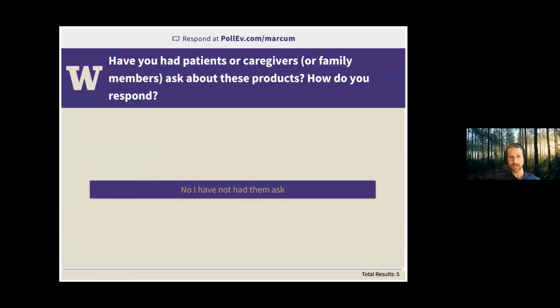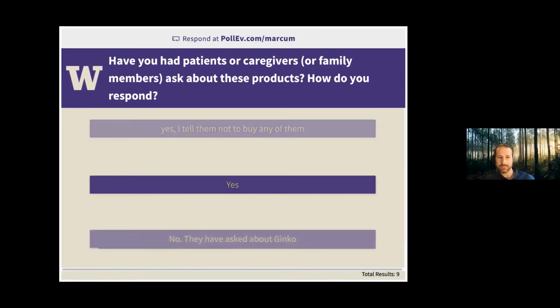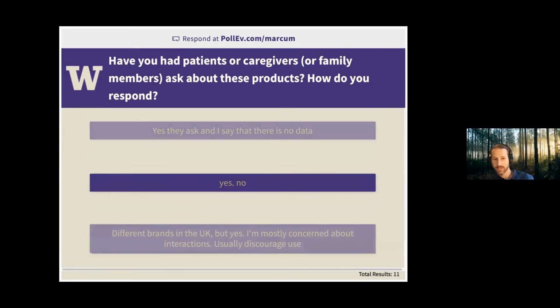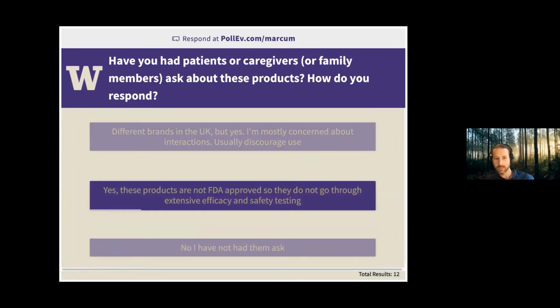Someone says, no, they have not had patients ask yet. There aren't good studies to show they work. It's certainly true. Yes, I tell them not to buy any of them. Great advice. Yes. No, they've asked about ginkgo. Discourage use. Products have no effect at all. See, there's no data. Great. Different brands in the UK, but yes, I'm mostly concerned about interactions, usually discourage use. Excellent. Not FDA approved. That's a great one. Exactly, and we're going to get to that point that you just made, so thanks for bringing that up.